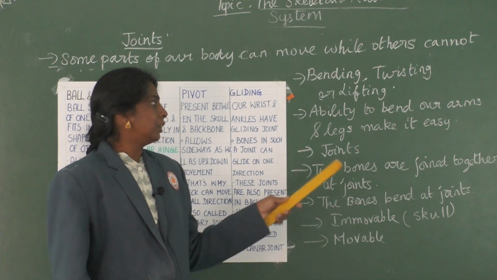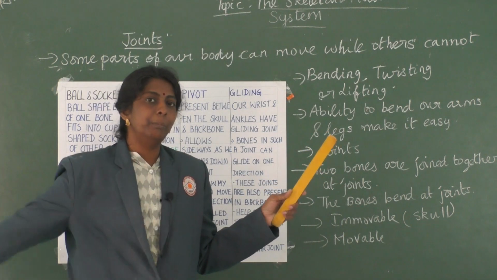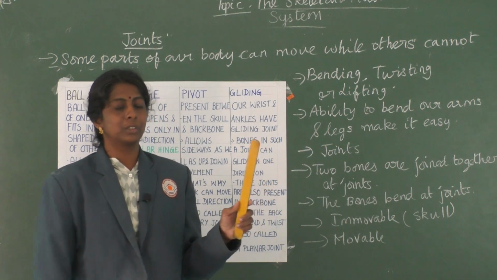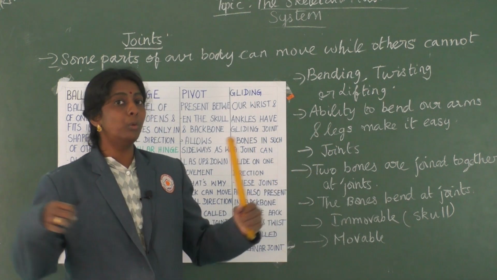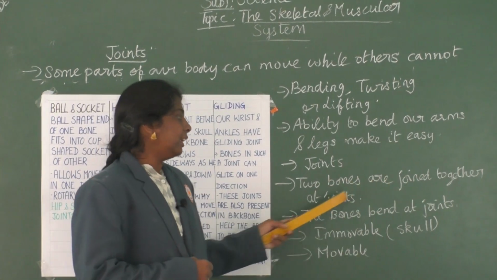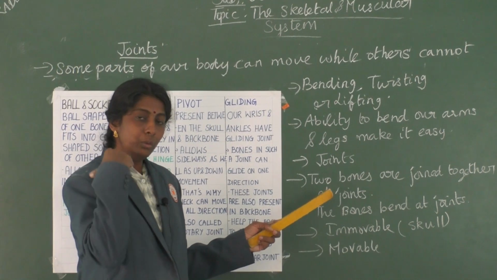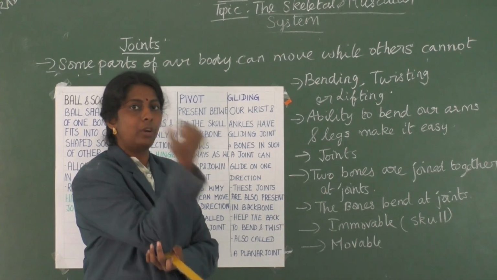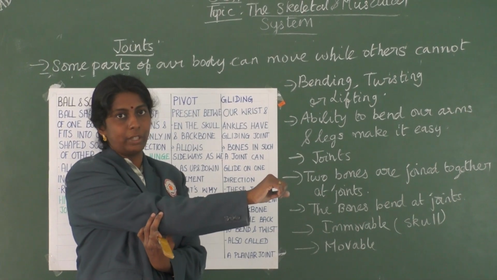So about this, it is done because of joints. So what is this joint? Two bones are joined together at joints. Two bones are connected by joints. Clear? This part is a joint.